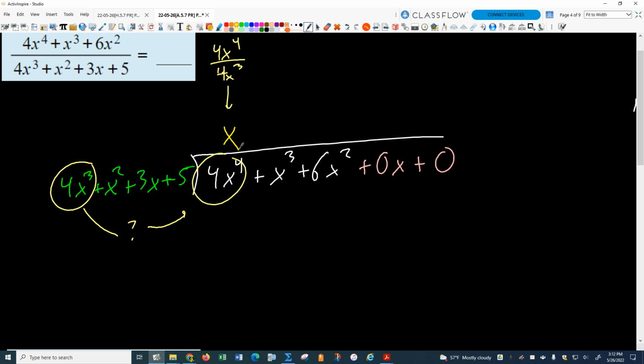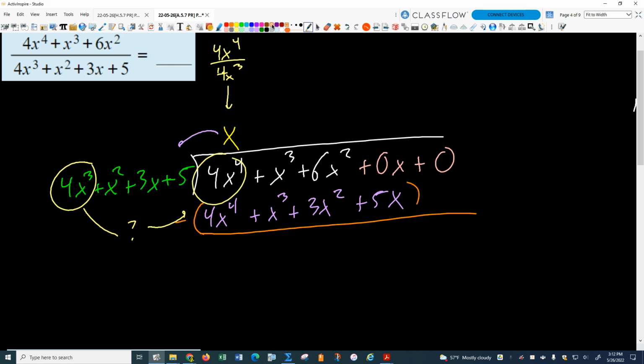Okay, Carter, what do I do when I get a term up top? Yeah, I got to multiply, right, and subtract. So I'm going to distribute by what's out front. X times 4x cubed is 4x to the 4th. X times x squared is positive x cubed. X times 3x is positive 3x squared. X times 5 is positive 5x. And I'm just going to subtract vertically. And what happens? Well, those terms cancel, right?